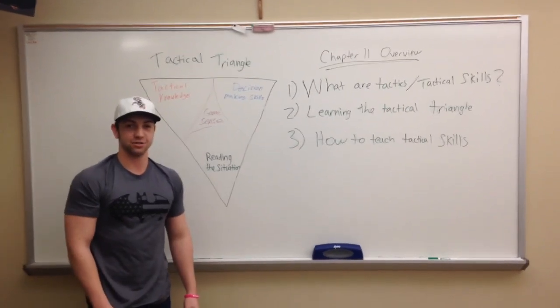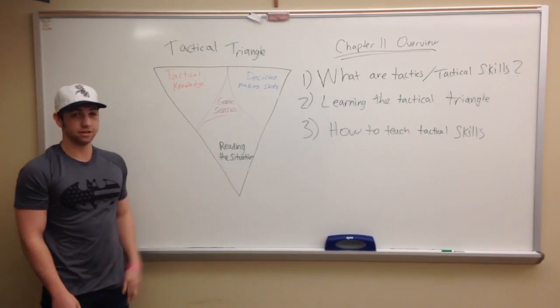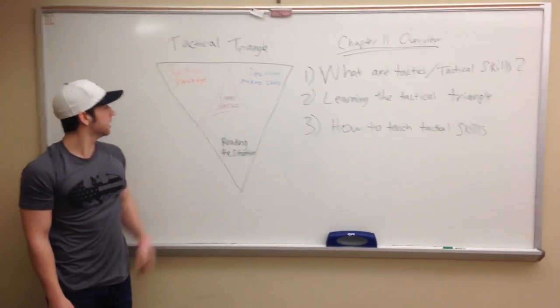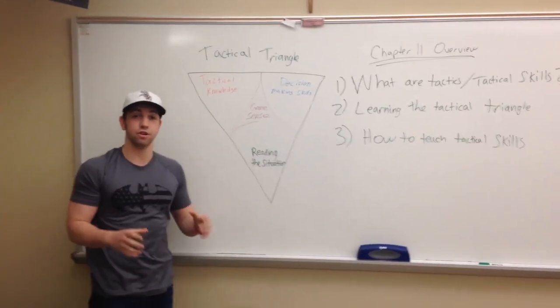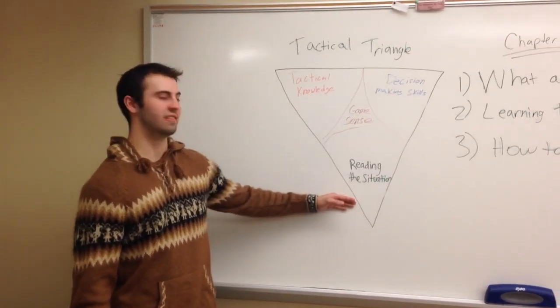Going back to the tactical triangle, it consists of reading the situation, decision-making skills, and tactical knowledge, which is all part of game sense. This next scene is a scene showing reading the situation.